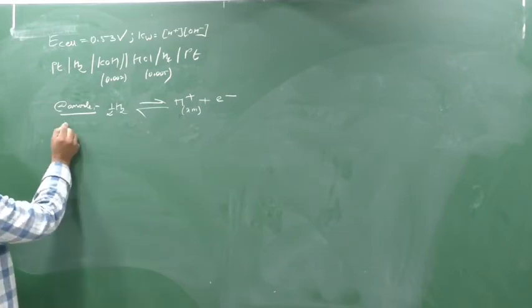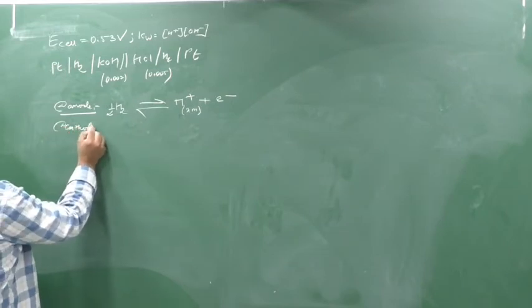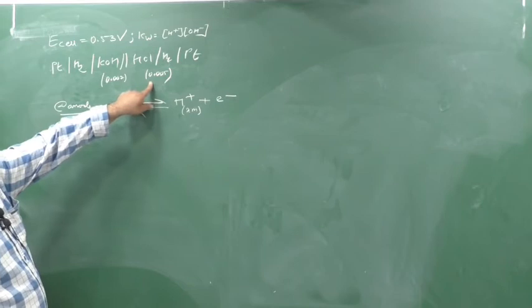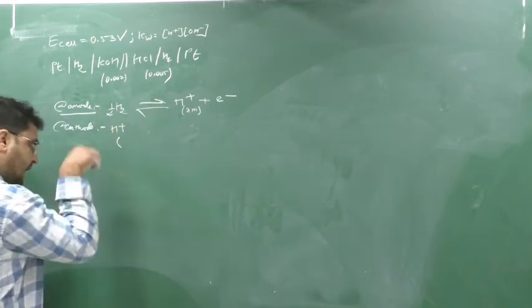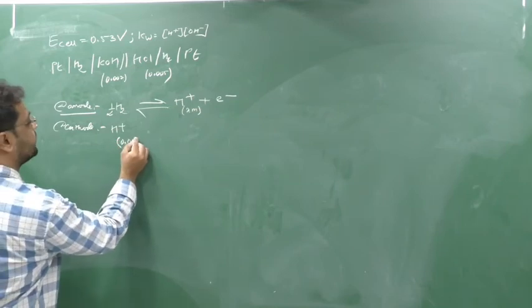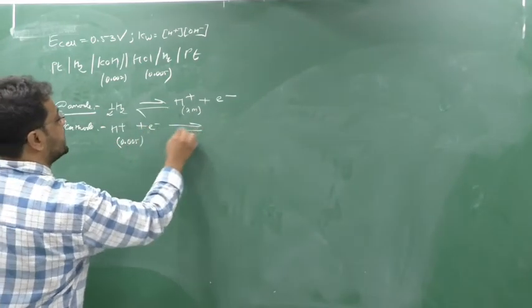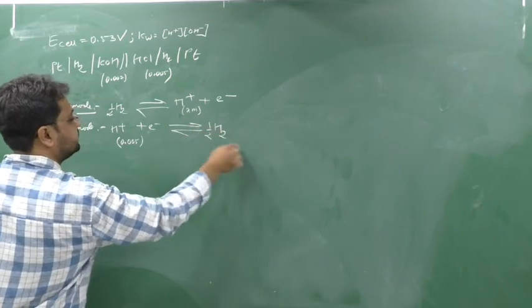Clear? At the cathode, I have H+ concentration. So I write down here H+. I have the concentration also, 0.005, plus electron gives H2, which is half.